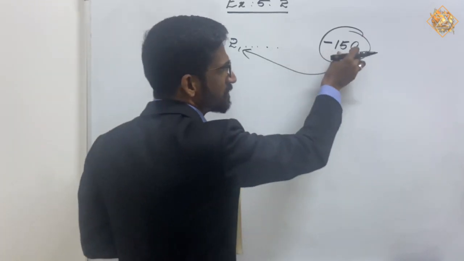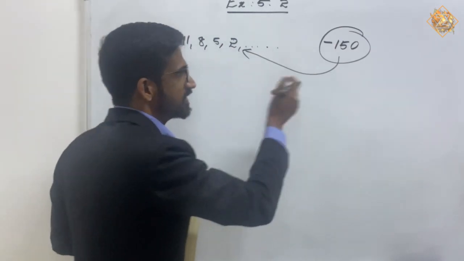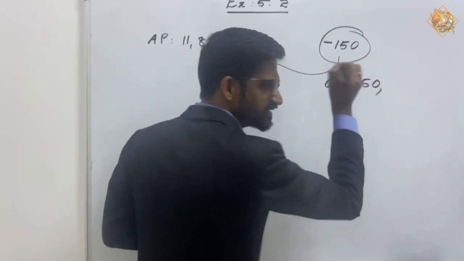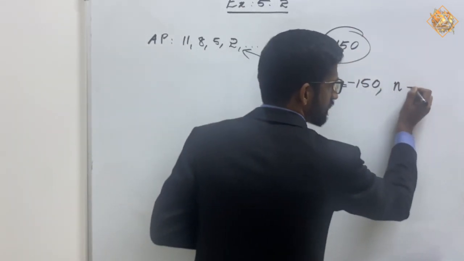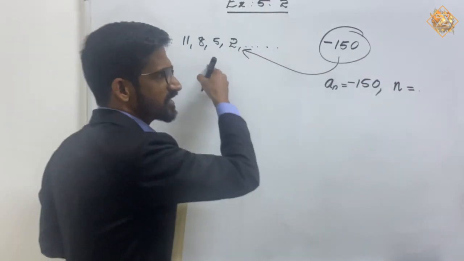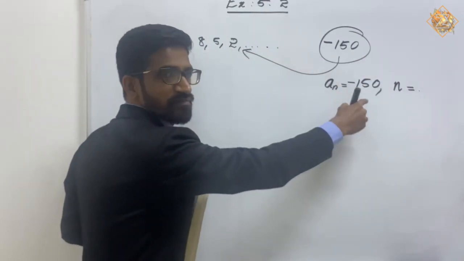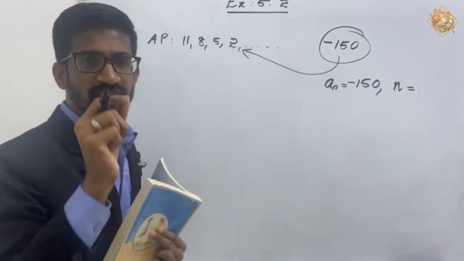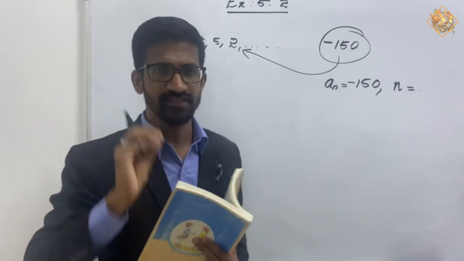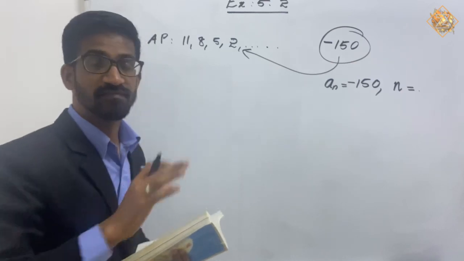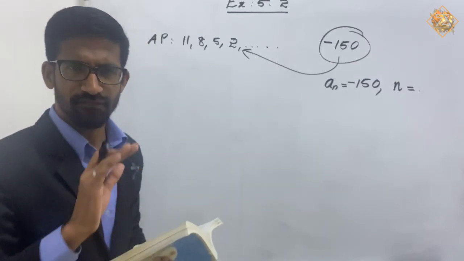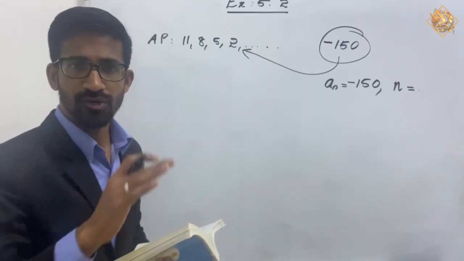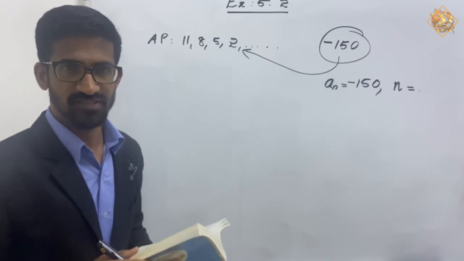So to find out which term of this AP is minus 150, we will take AN as minus 150 and we will have to find the value of N. Through that we will find out the value of N. If the value of N is a positive integer, we can say that yes, minus 150 is a term of the AP. If the value of N is not a positive integer, then minus 150 is not a term of the AP. Hope it is clear.